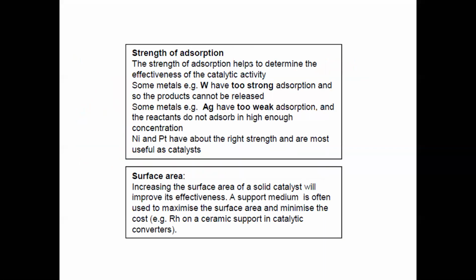The strength of absorption helps determine the effectiveness of the catalyst. Metals such as tungsten have too strong absorption, so the product cannot be released. Metals such as silver have too weak absorption, so the reactant does not absorb well and you need a high concentration. But nickel and platinum have about the right strength and are more useful catalysts.